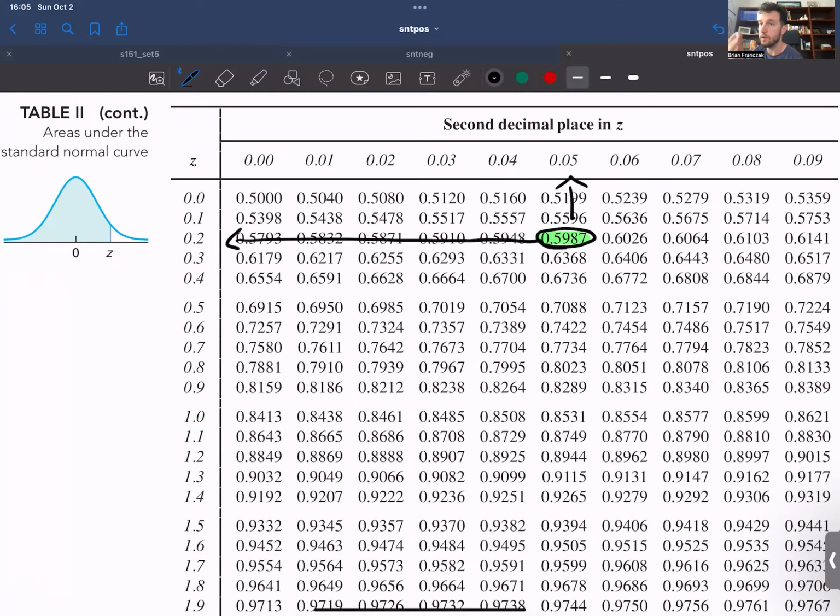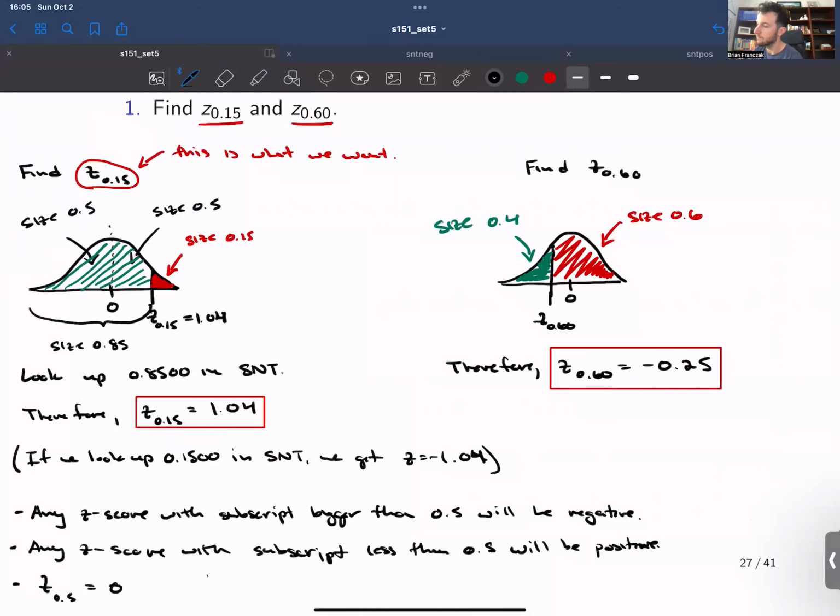But we have to remember that we have to convert this into a negative, because that tail area to the right is greater than 0.5, which means that the z-score has to be a negative value. So we can use the positive side and just remember that we need to put the negative in front, because any z-score with an area greater than 0.5 to its right has to be a negative value.